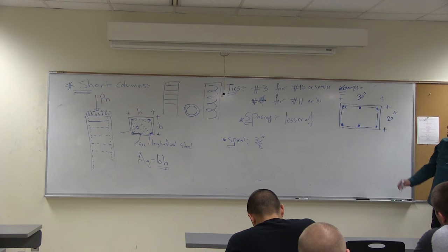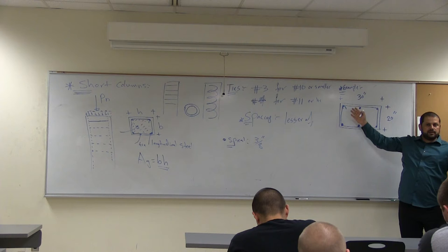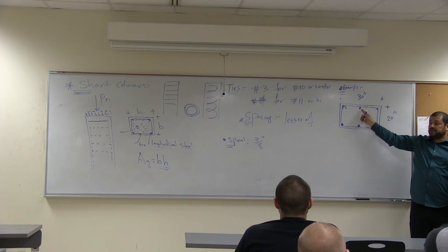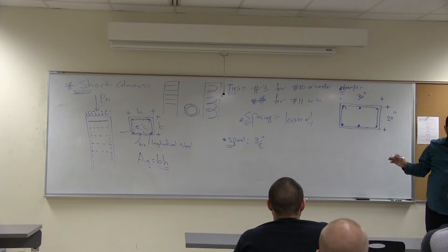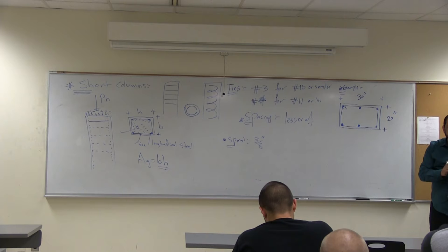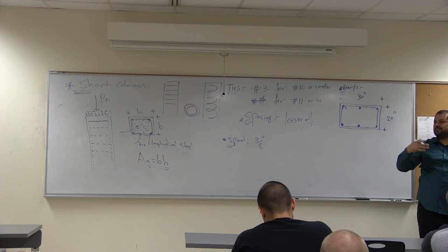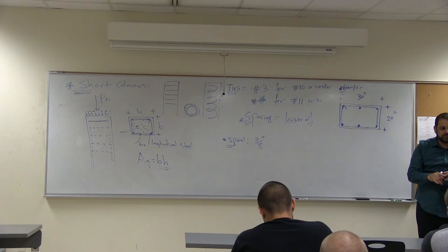So we have a bar at each corner, right? And we have the tie. Is this tie enough? See these bars in here in the middle? There's a check for those. The code says, any bar that's farther than 6 inches from the first neighbor bar that's laterally confined should have its own confinement in both directions.